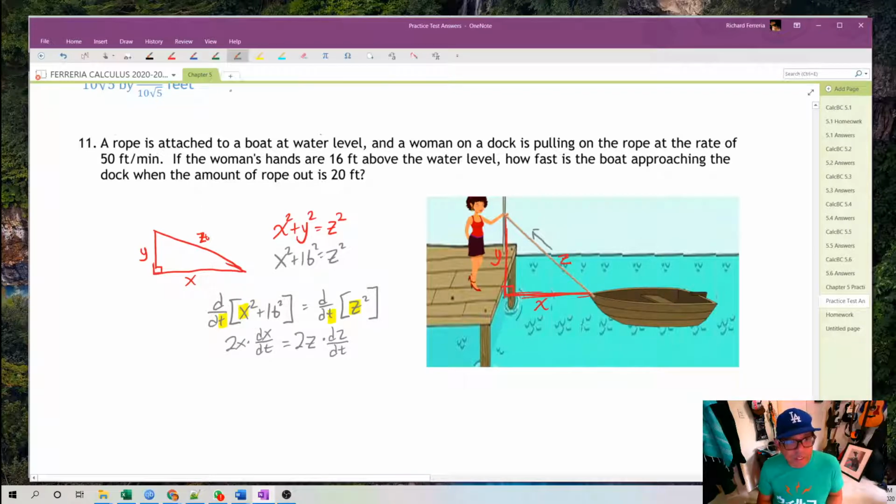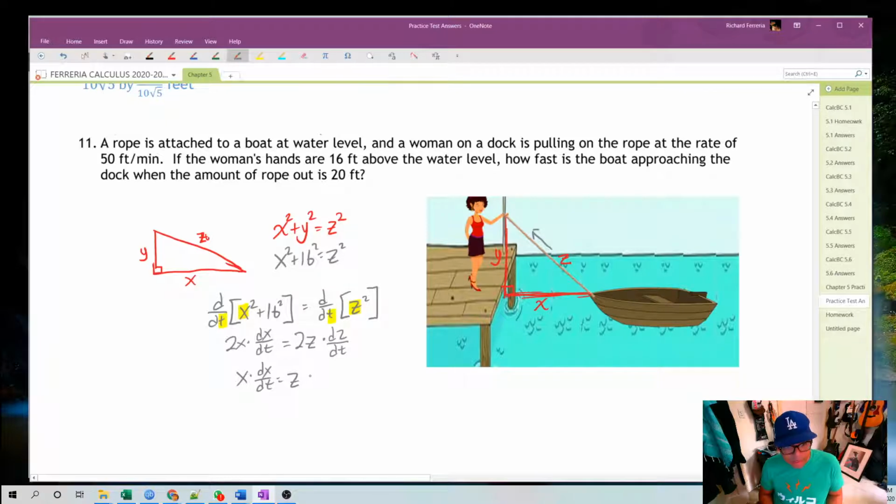Okay, some really quick simplifications. x dx/dt is equal to z dz/dt. Okay, and gosh, I don't have a value for x. I don't have a value for z. No, I do have a value for z. The amount of rope out is 20 feet. I have a dz/dt. I don't have a dx/dt. So I'm going to have to figure out one or the other, either x or dx/dt. And luckily, the Pythagorean theorem is going to allow me to figure out the value for x.